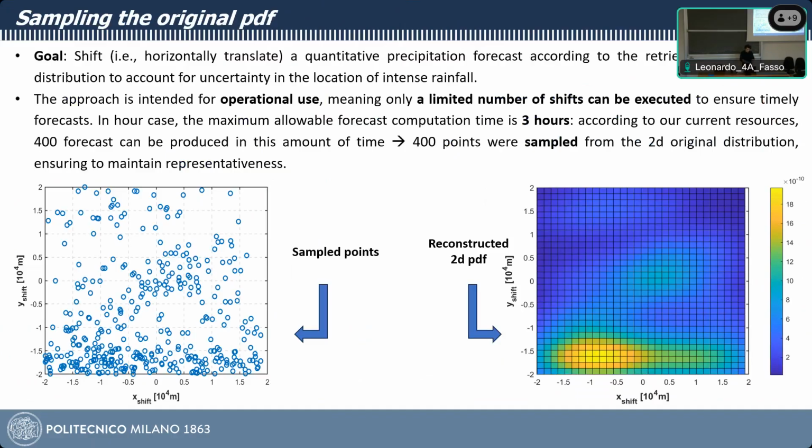So basically, those are the points. You imagine the forecast arrives, the quantitative precipitation forecast, and you shift the forecast according to all these points.